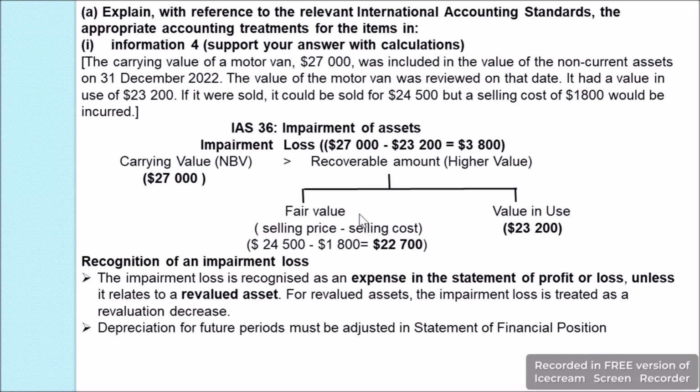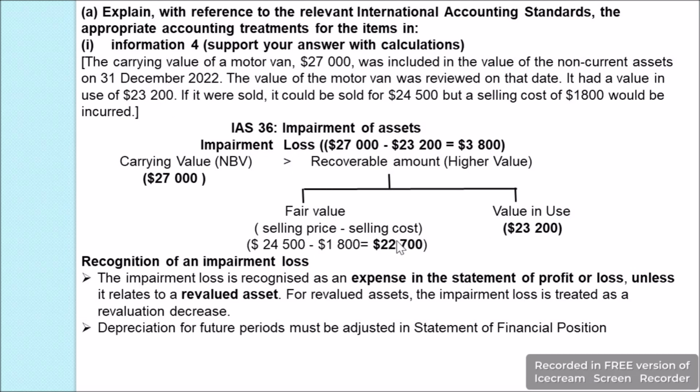Here, if you see the motor van, it was mentioned that this can be sold for $24,500 and it has a selling cost of $1,800. So for fair value, we take this selling price, which is $24,500, and we subtract the selling cost of $1,800, and we will get the fair value as $22,700. And the value in use which is given here is $23,200.